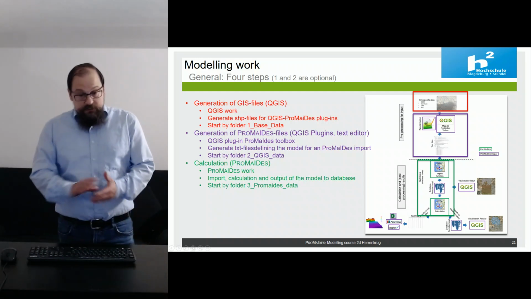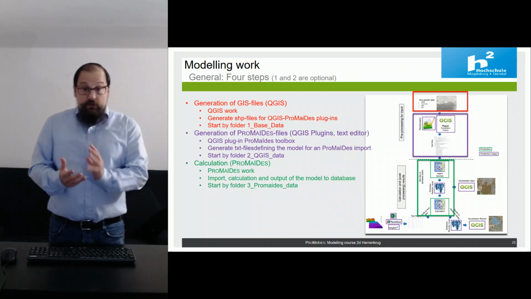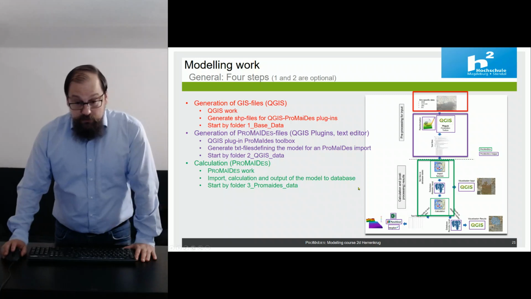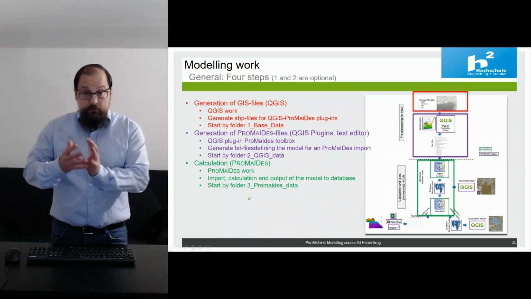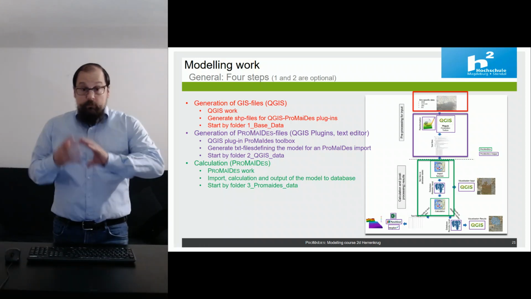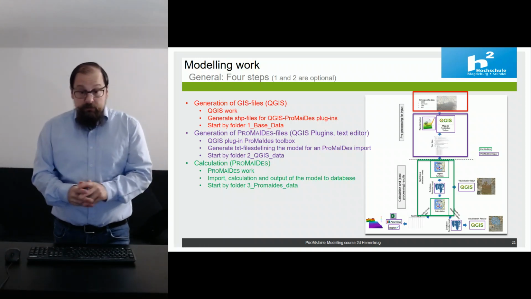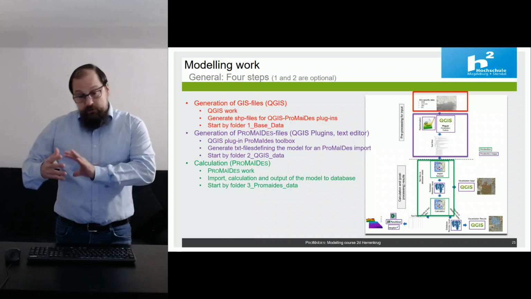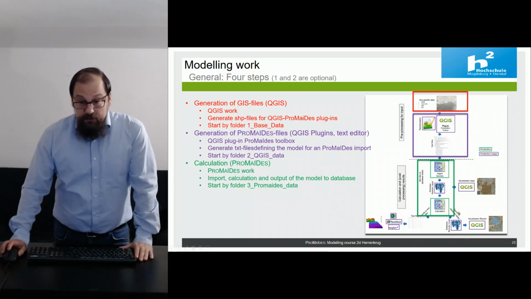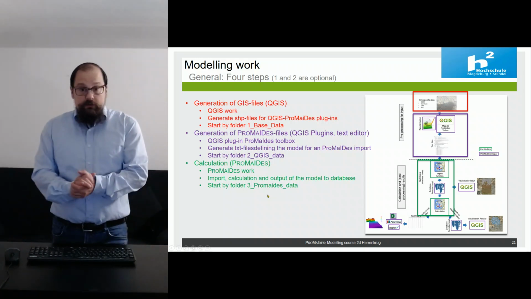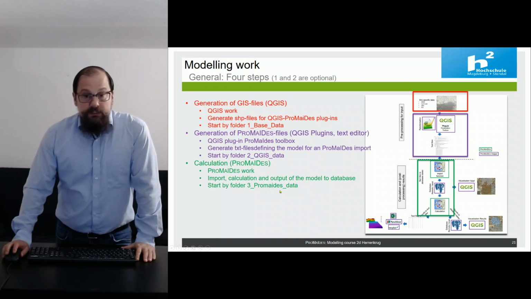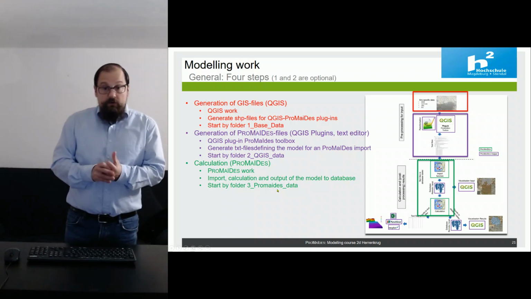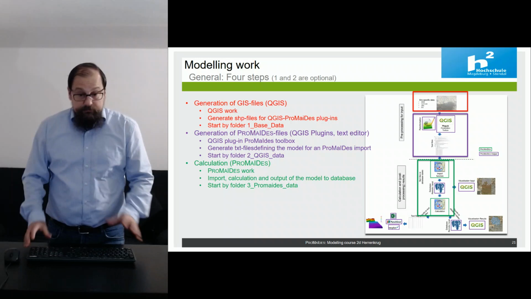The third step is about the calculation, the work with ProMaIDes itself. So this is your ProMaIDes work. We import the model to the database, we calculate on the database, and the output will go also to the database. If you want to start here, this is just ProMaIDes work, you can start in folder 3 with the ProMaIDes data. There the data files are already finished.